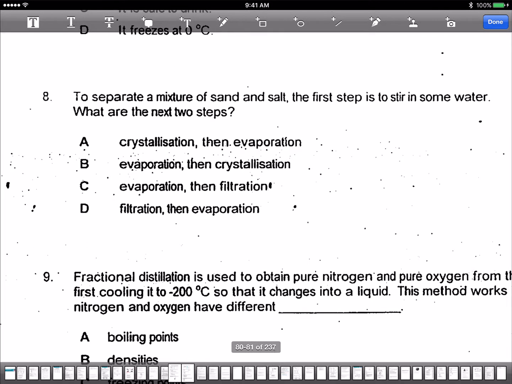Next one, to separate a mixture of sand and salt, the first step is to stir in some water. What are the next two steps? Is it C? Wait, stir some water, evaporate, then filter. B, filter then evaporate. When you filter, you remove the sand. And then what comes out is the salt water. Then you evaporate. The water is gone, left with salt. So answer is D.